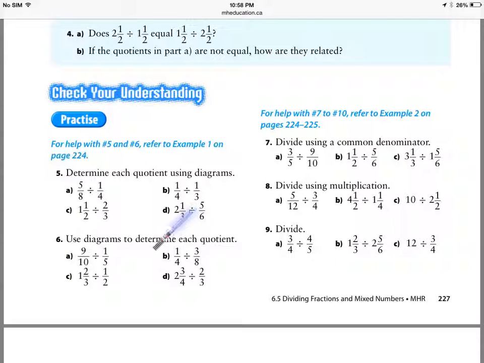Actually, let's just do that one right there. That one's a little bit tricky looking, so let's try that together as a class. 5D, 2 1/3 divided by 5/6. Let me do that with you. 2 1/3.